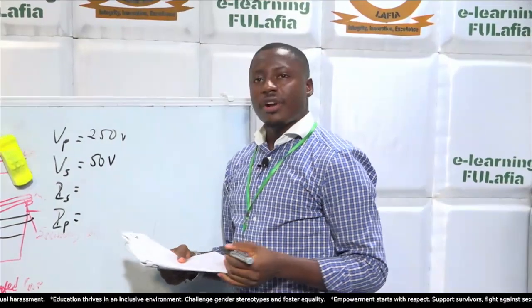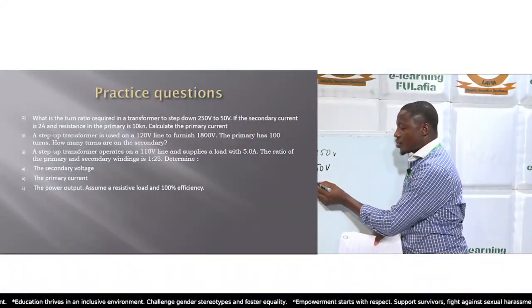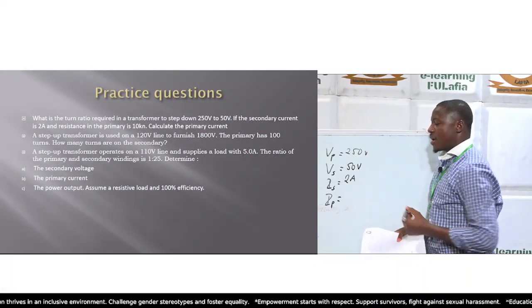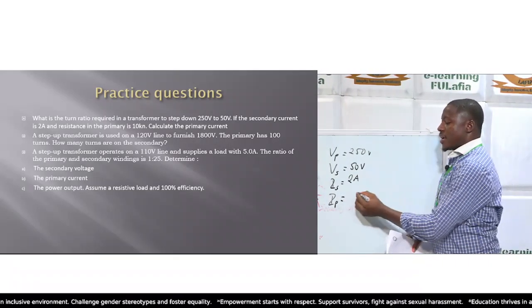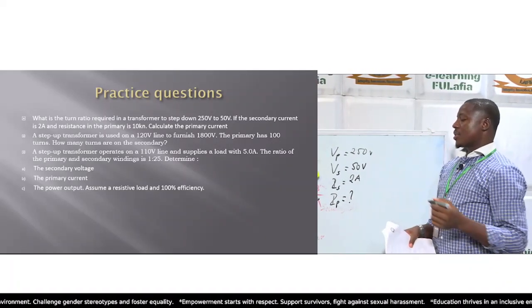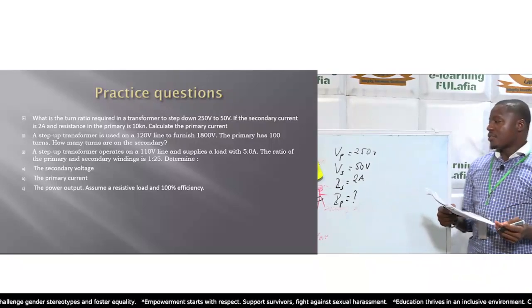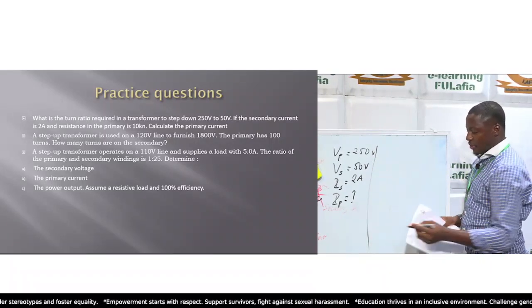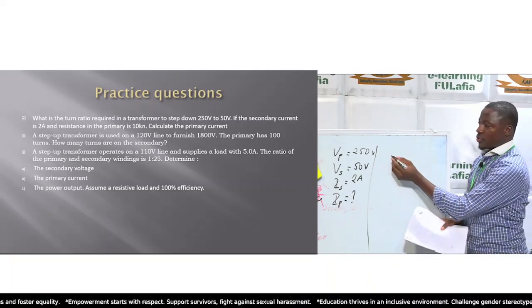And then the current in the secondary is given to be what? The unit of current is ampere, so we use amps. And then they ask you to calculate the current in the primary. Now, since this is a step-down transformer, our turn ratio is what?